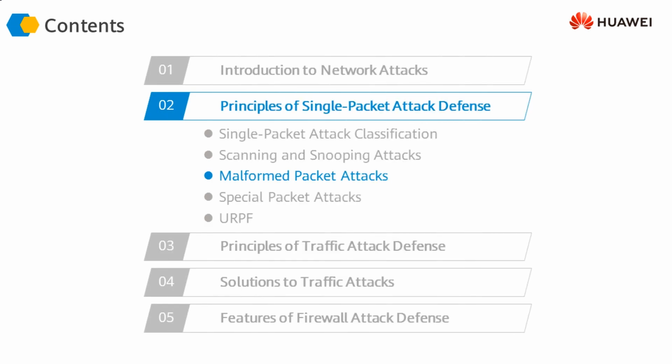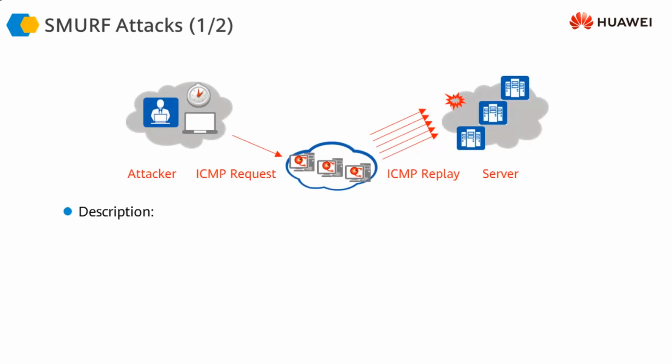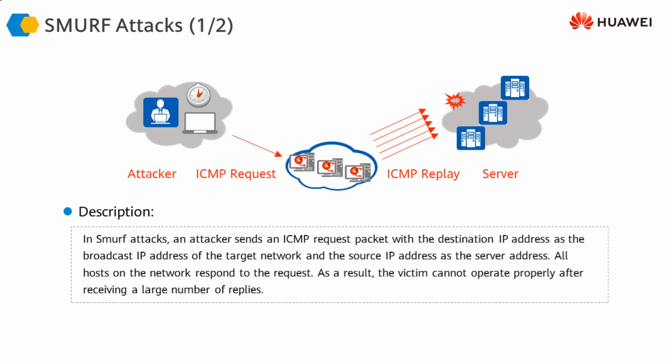Hi, in this video we are going to look at the malformed packet attacks first. That's the second category of single packet attacks. We've already looked at scanning and sweeping attacks, or snooping or sweeping attacks. Now we'll look at the malformed packet attacks. The first malformed packet attack is the SMURF attack.